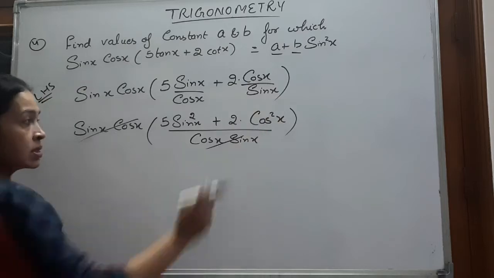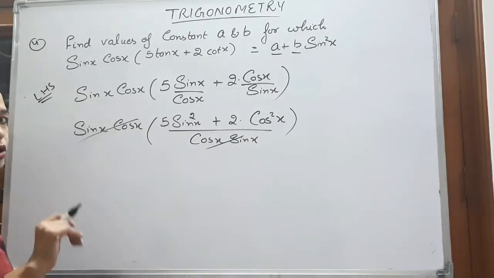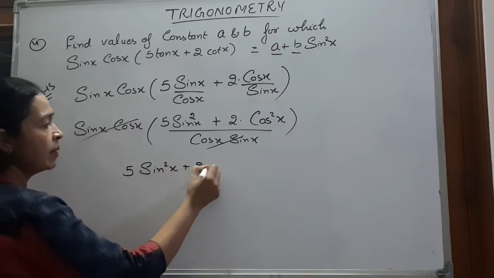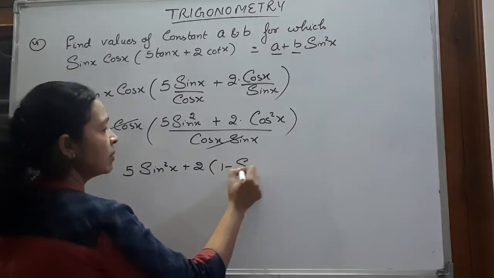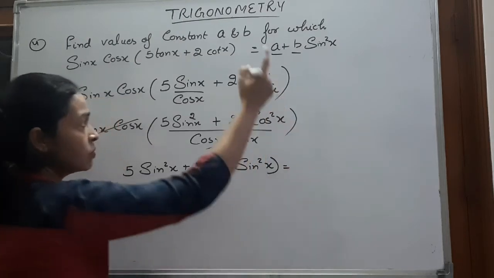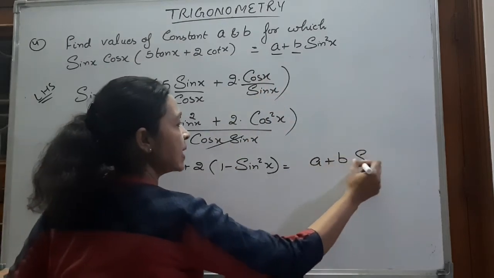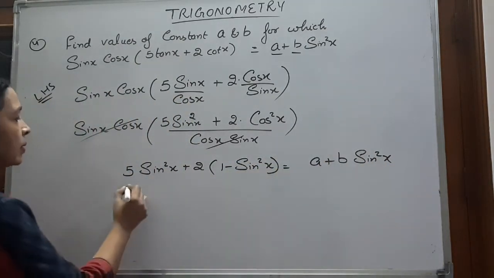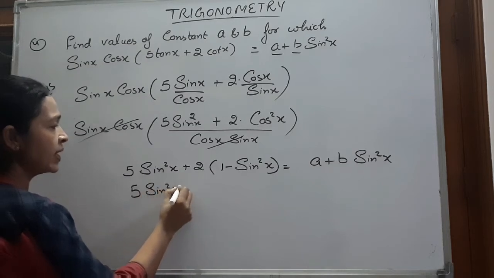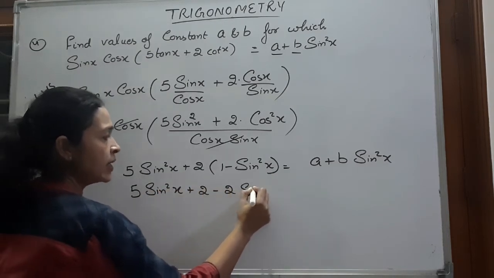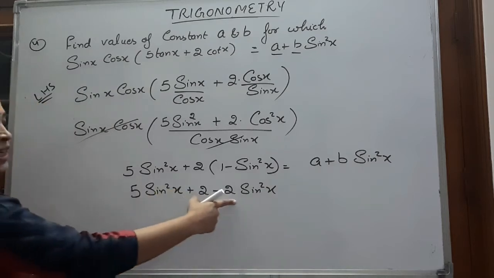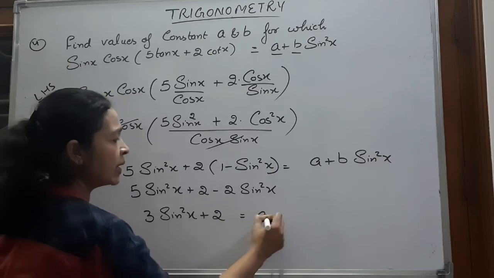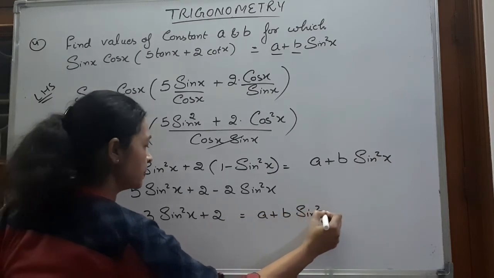So we have to change this cos with identity. Sin square theta plus cos square theta is 1. So we will write 5 sin square x plus 2 in place of cos square x. What we will write? 1 minus sin square x, which is equals to a plus b sin square x. Now on solving these, we will find the value of a and b. What we will get? 5 sin square x plus 2 minus 2 sin square x. 5 sin square x minus 2 sin square x, 3 sin square x plus 2 is equals to a plus b sin square x.